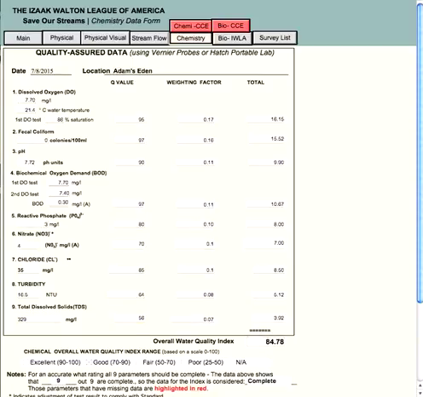Once we have completed this, we can see that all the totals have automatically calculated to an overall water quality index for chemistry of 84.78, which falls in the range of 70 to 90, which is considered good. I would also point out that for an accurate rating, all 9 parameters should be complete, and since 9 out of 9 are complete, the data is considered complete.